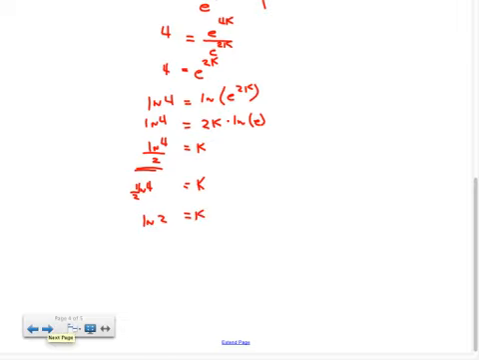Now we're going to go back and plug this into the equation for c. If I go back to the top, I think I had that c was equal to 1 over e to the 2k. So if k is ln 2, then c is going to be equal to 1 over e to the 2 ln 2. And 2 ln 2 is the same as ln of 2 squared, or ln 4. So I have 1 over e to the ln of 4, which comes out to be 1 over 4.